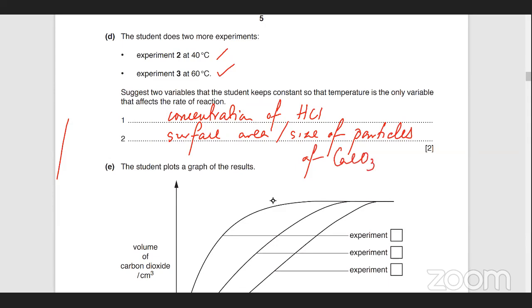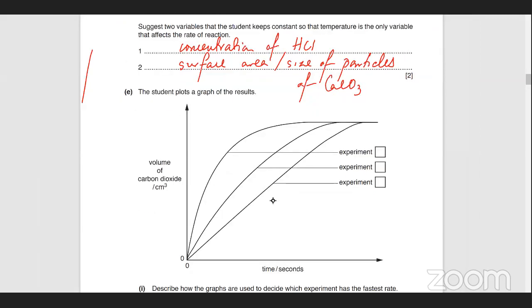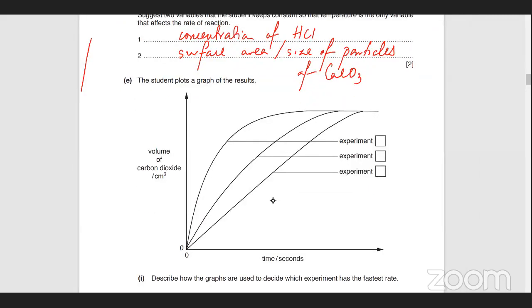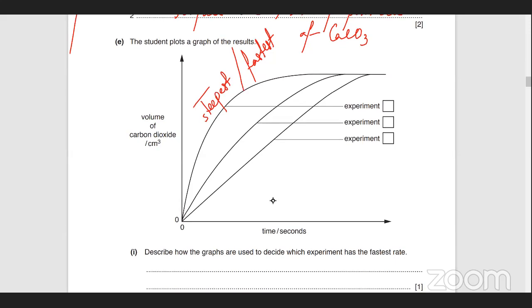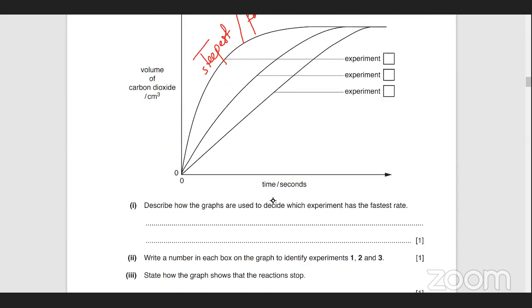The next part is the student plots a graph of the results. So the graph is given, and volume of carbon dioxide. Describe how the graphs are used to decide which experiment has the fastest rate. The steepest gradient जो होता है that's the fastest. ठीक है. The highest gradient जिसका होता है, the steepest, that is always the fastest. तो describe how the graph है तो वो 1 मार्क का क्वेश्चन है. उसके अंदर आप बता दो कि जी how the graphs are used to decide. So more gradient or steeper gradient, that indicates faster reaction.